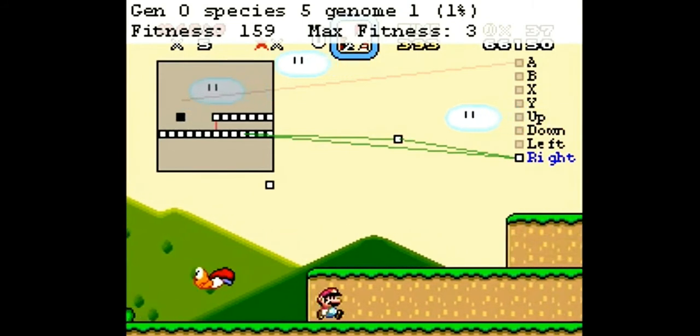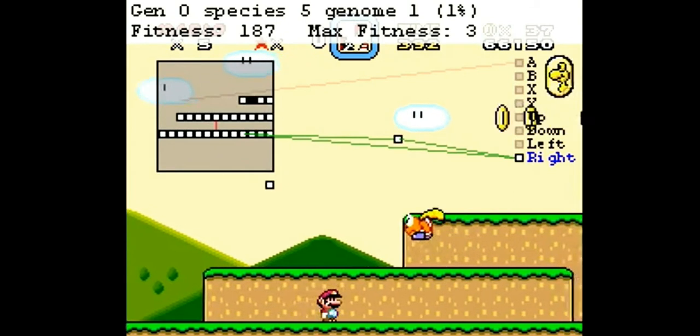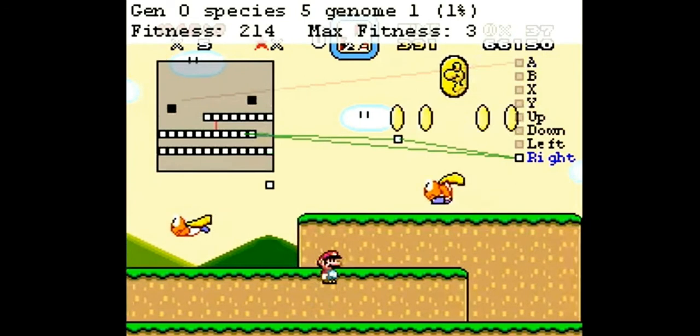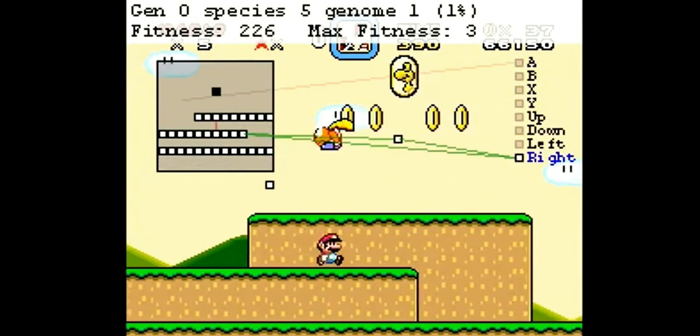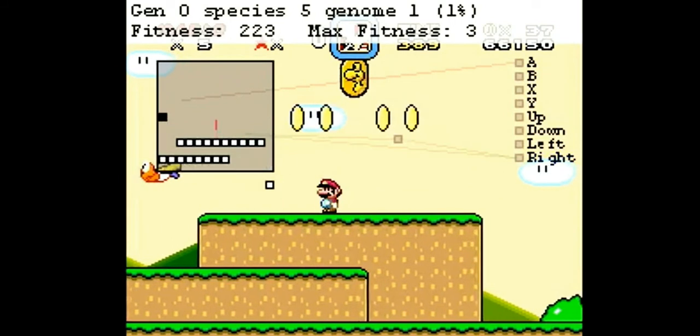In this case, the green lines read from the platform that the player is standing on and make the neural network press the right button as long as the player is standing on it. However, when the red line reads a black square representing one of those caped Koopas, it presses the A button and makes the player jump.